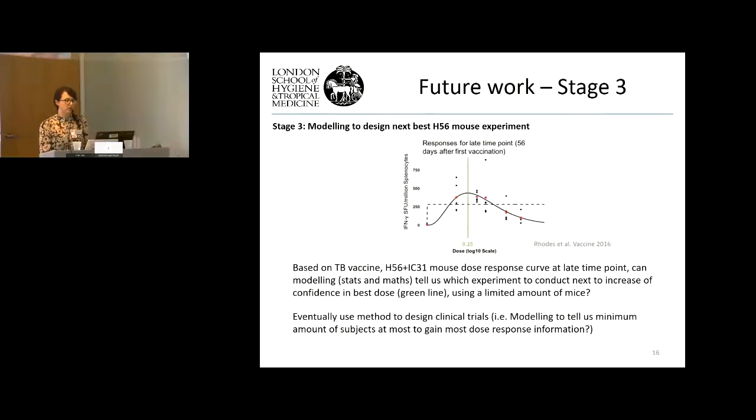Okay. So I'd like to talk now about future work. As Tom alluded to earlier, we've predicted what our best dose is, and we have a certain level of confidence of what we think that prediction might be. But can we use modelling, both statistical and mathematical modelling, to tell us which would be the next best experiment to conduct to increase our confidence in our best dose, which in this is the green line, using the limited amount of mice that we can possibly use? So is there a way that we can simulate what this experiment would look like, and how we should place these mice on this curve to get more information about our best dose, but using least resources, which in the future could be a very interesting application for not only experiments, but also clinical trials, where we can say, you must give this person this dose, and reduce the amount of people that you end up exposing to the vaccine. So that's the idea for one of our next pieces of work.